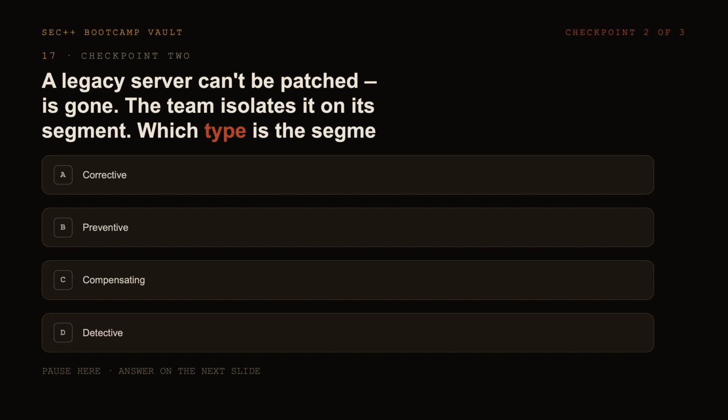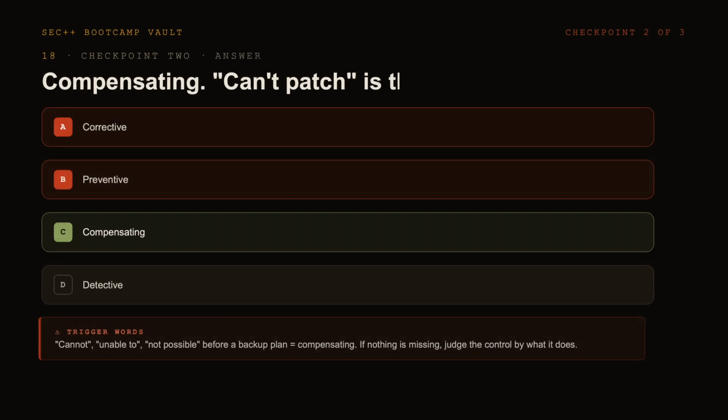Now you might say, wait, separating the network does block traffic. Should that not be preventive? Here is the thing. The question went out of its way to tell you the real fix. Patching is impossible. That sentence is the giveaway.